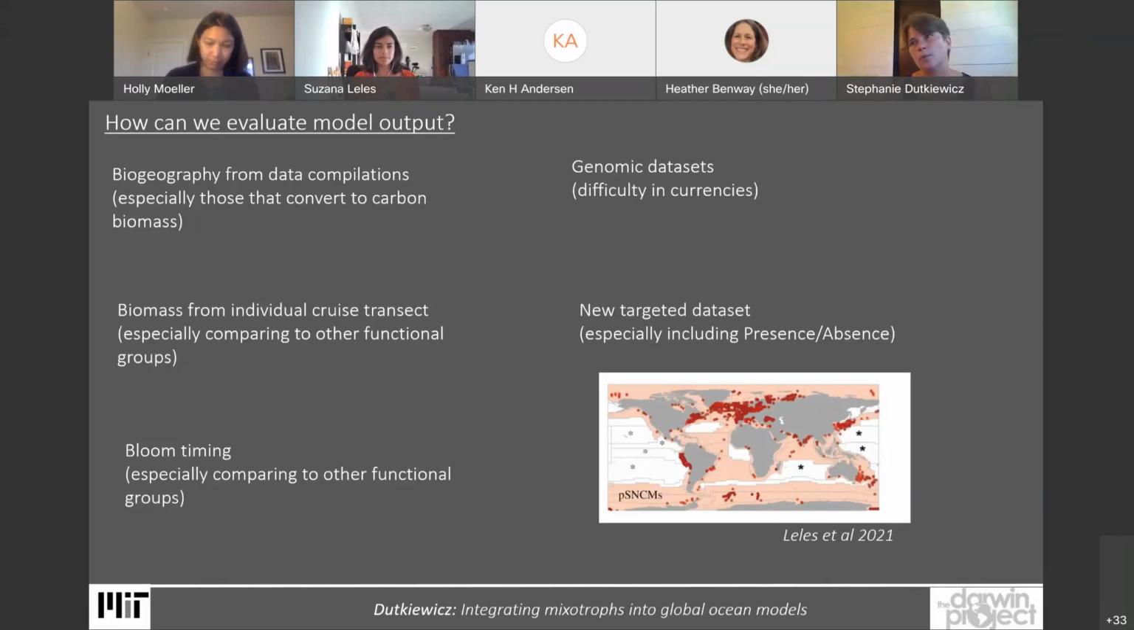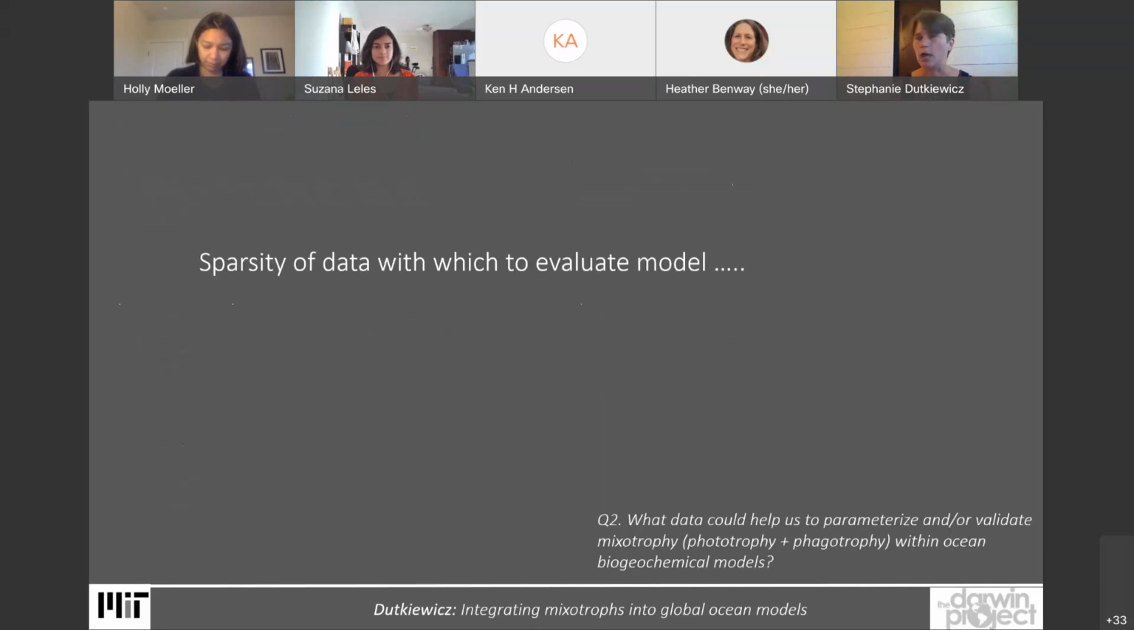And then there is the incredible importance of new targeted data sets, for instance, the work that Suzana is doing. One thing in particular that I really appreciate from that work is the presence-absence. It's not always that people document absences of something, and yet that might be one of the crucial pieces to understanding biogeography, or at least in helping models of biogeography. So we're data sparse, and that certainly is something we can talk about; the question at the bottom is one of the questions that we will be talking about in the breakouts.